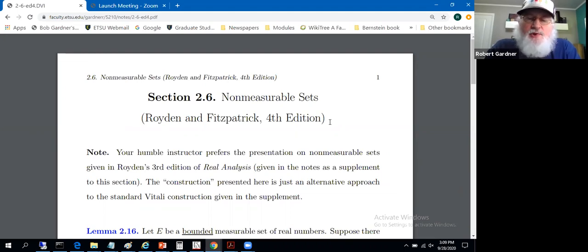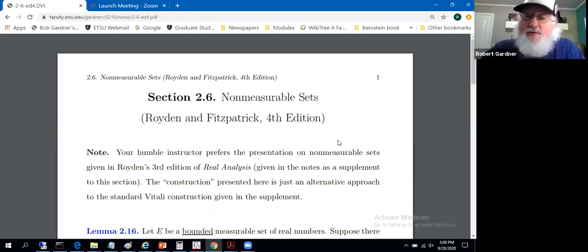The version in the 3rd edition I like a little bit better, and there's a few more details in the video on section 2.6 from edition 3. Same material. The proof here looks a little bit different. The concept behind it is exactly the same.